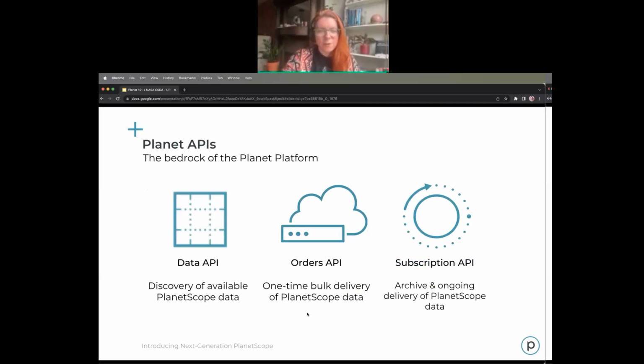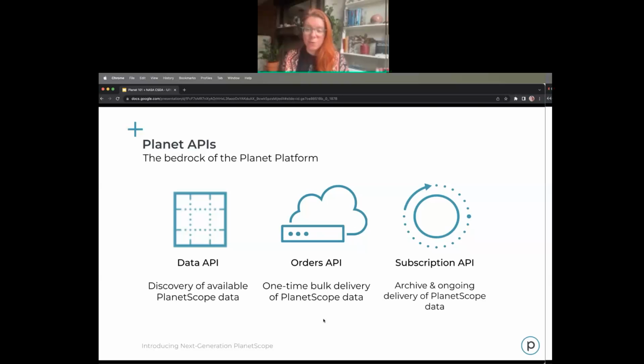And this is kind of what we already went over. So I mentioned before, we have 3 different APIs that you can use to interact with the data. There's a data API, which helps you discover what Planet data is available over your area of interest. And then we have an orders API that you can use to place single orders, or there's a subscription API where you can do ongoing orders.